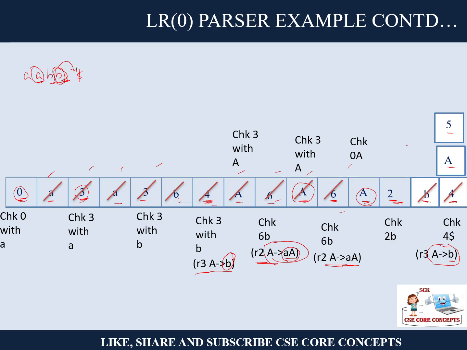Now 5 and dollar. The string is still dollar. So you check 5 and dollar, you will get the reduce S to SAA. Now how many elements on the RHS? 2 elements. So pop out 4 elements. 1, 2 and 3 and 4. 4 elements have been popped out. Okay. Now you have to insert the LHS of the rule, that is S.